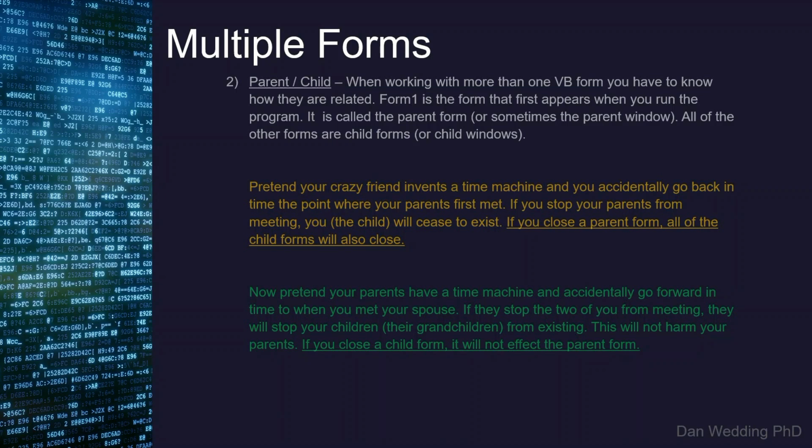Now pretend your parents have a time machine and accidentally go forward in time where you meet your spouse. If they stop the two of you from meeting, they will stop your children, their grandchildren, from existing. This will not harm your parents. If you close a child form, it will not affect the parent form.